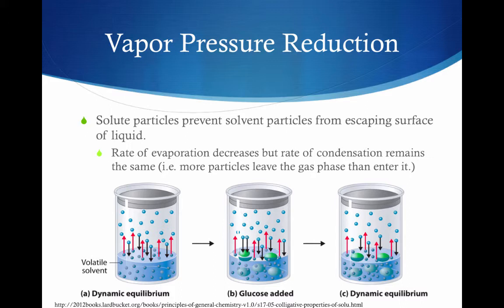Here, if you look at the closed container on the far left labeled A, we have an equilibrium between liquid and gas. However, if you add a solute, here the solute is glucose, you'll notice that the rate of evaporation has decreased and the rate of condensation has remained the same. When a new equilibrium is established, as you see in frame C on the far right, there's fewer particles in the gas phase than there were before. The amount of vapor has been decreased. Therefore, the vapor pressure has been reduced.